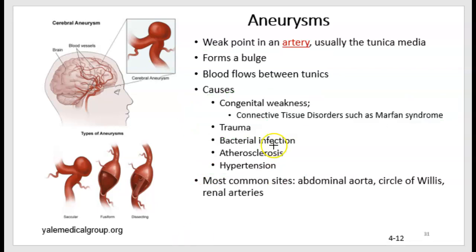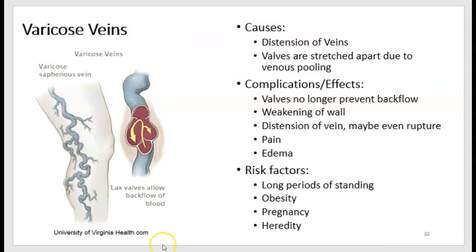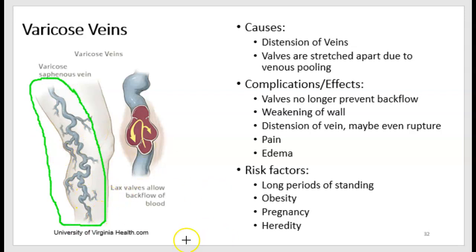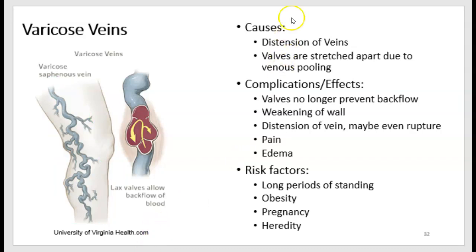Okay, our last disorder is varicose veins. Oh no, it's not our last disorder. Sorry, almost. Varicose veins. Varicose veins, you can usually see through the skin. This vein is called the saphenous vein down in the calf, and they look enlarged and distended. The reason they're distended is because there's been venous blood pooling.